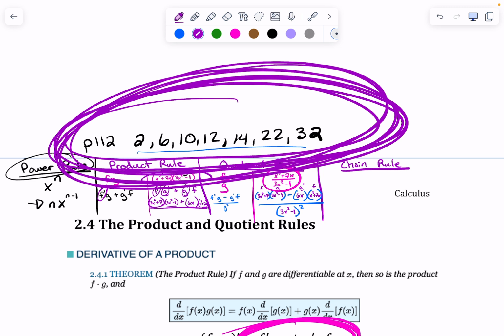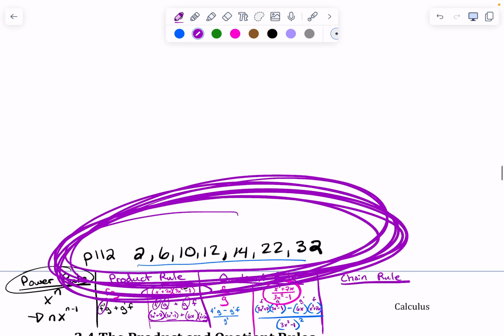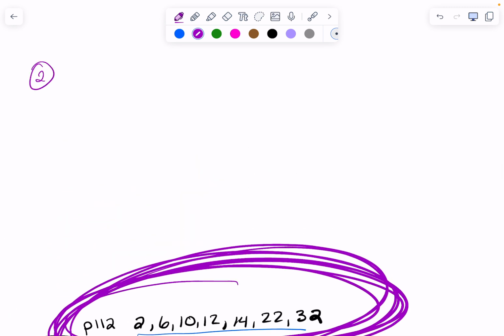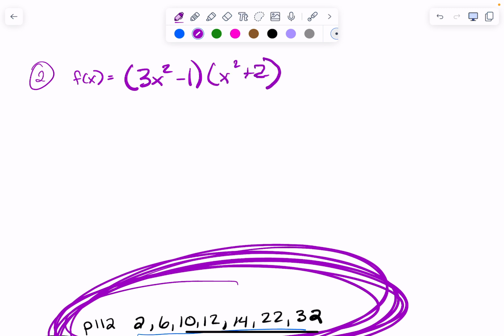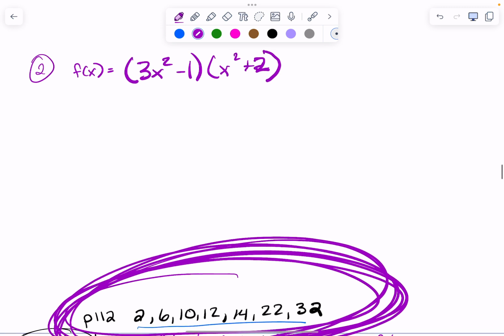2-4. 2, 6, 10. Did everybody get done with 2 or no? I didn't have this written down. Here, I'll write 2 down for you. What does 2 say? It says f of x is 3x squared minus 1 and x squared plus 2. That's number 2. Yeah, there you go. Then 6, you're done with that.